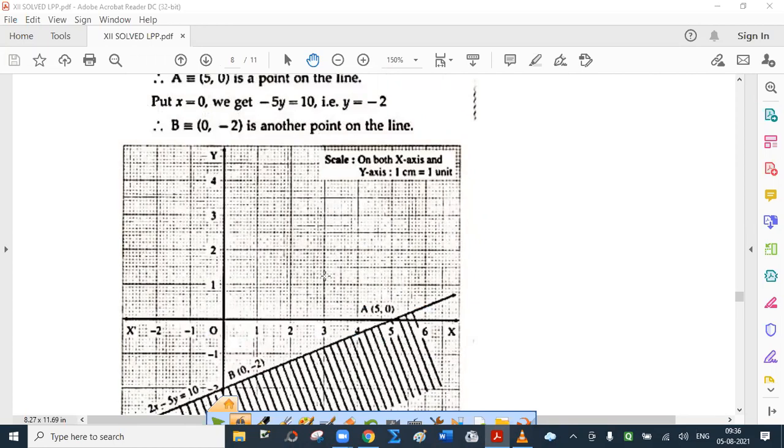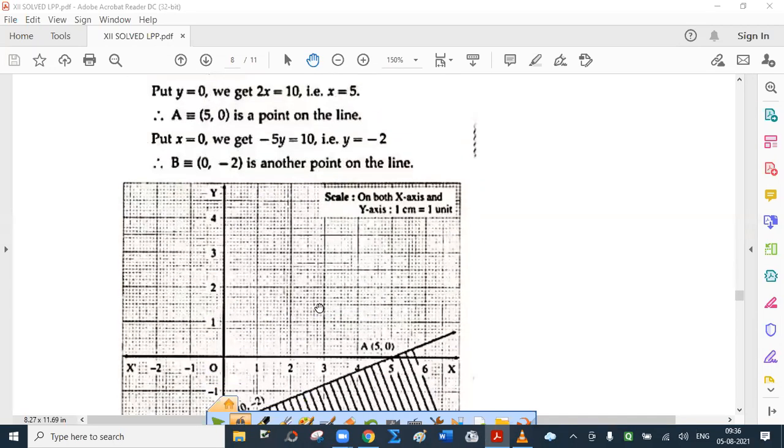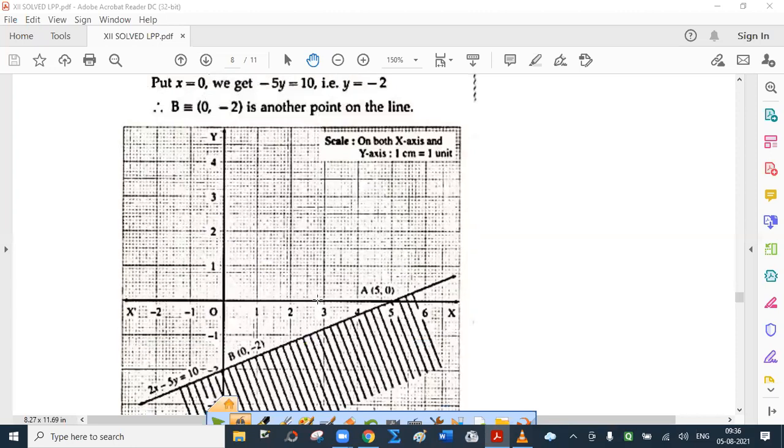Now, origin side or non-origin side? Put x = 0, y = 0. So 0 − 0 = 0. What is that in the inequation? 2x − 5y ≥ 10. Is 0 greater than or equal to 10? No. So the origin side is not the graph.